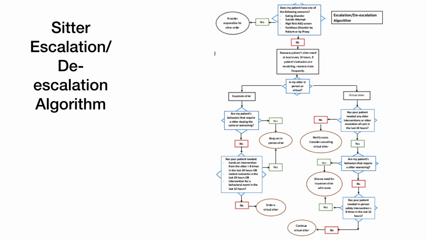The next algorithm is the sitter escalation de-escalation algorithm. And once again, the populations that the providers order sitters for are at the top. You will not change any orders related to these populations. Other than that, even if the provider orders a sitter for a different reason, you can decide if you're going to continue with an in-person or virtual sitter or discontinue the sitter. And so once again, you'll find whether you have an in-person or virtual sitter and follow that algorithm up and down to determine what kind of sitter you need and whether you can de-escalate or discontinue it.